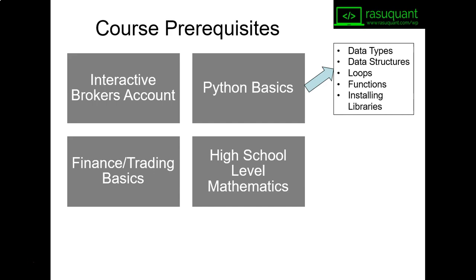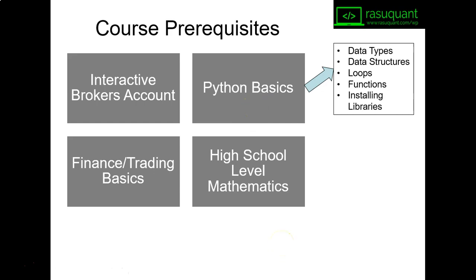You should be comfortable with Python. And when I say you should be comfortable with Python, I mean you should know what data types are, what Python data structures are, for example, list, dictionary, tuple. You should be comfortable with loops, functions, how to install a library, and things like that. Interactive Brokers API uses some fairly advanced Python concepts, which I will explain in this course. However, if your basics are not clear, you will really struggle in this course. So I strongly recommend that you build your basics before enrolling in my course.